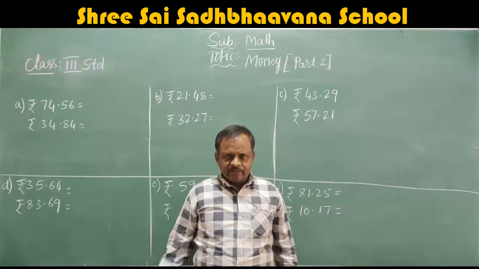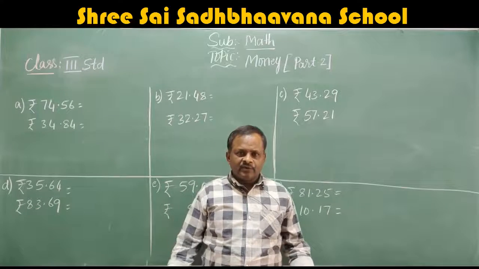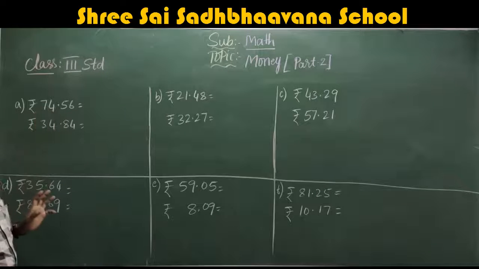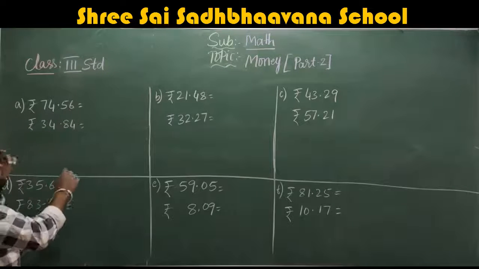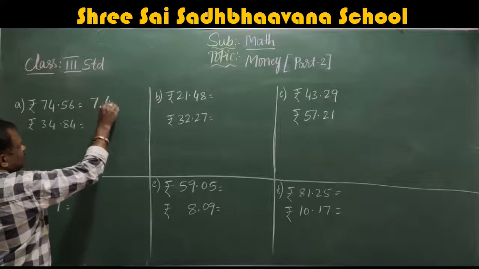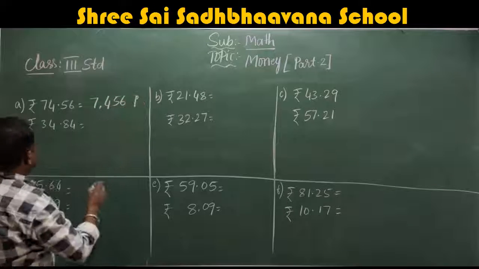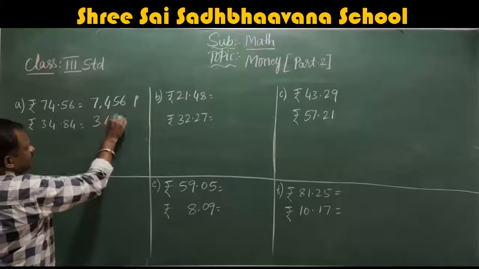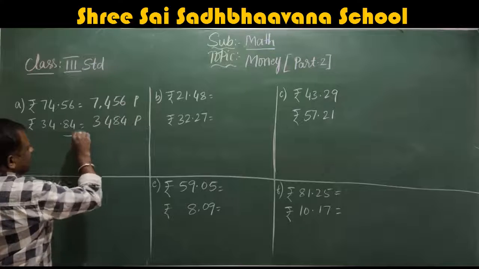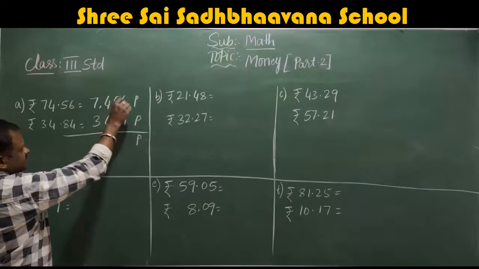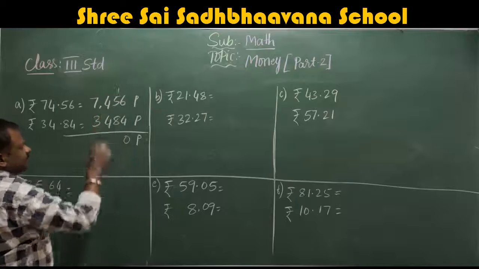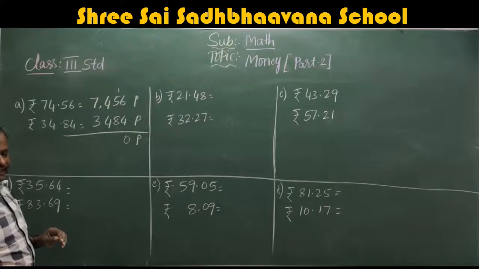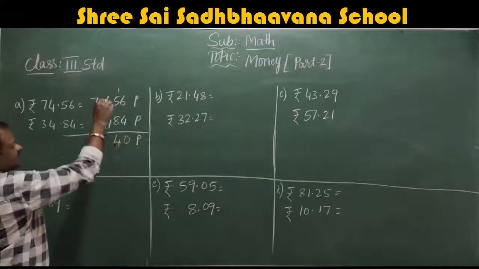Now moving to the next main, that is regrouping. Now regrouping we have to do. Here also in the same way, convert this into paise. Rupees 74.56 can be written as 7,456 paise. Same, rupees 34.84 can be written as 3,484 paise. Add. Paise add is as it is 6 plus 4, 10, carry 1. 8 plus 5, 13, 13 plus 1, 14, carry 1.